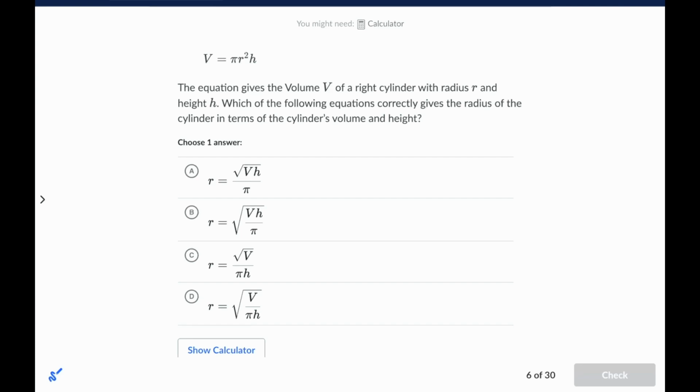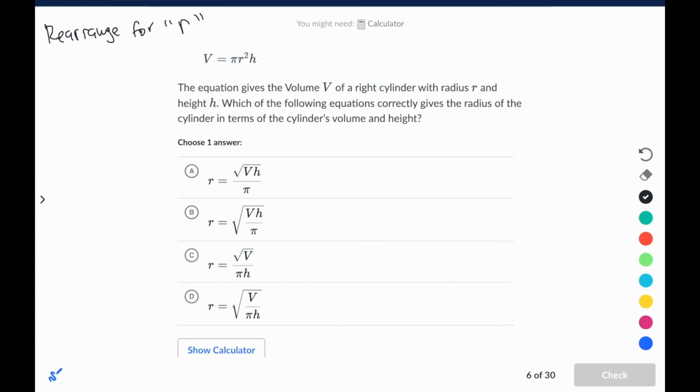Question 6. The equation gives the volume V of a right cylinder with radius r and height h. Which of the following equations correctly gives the radius of the cylinder in terms of the cylinder's volume and height? Okay, so we should basically just rearrange for r.